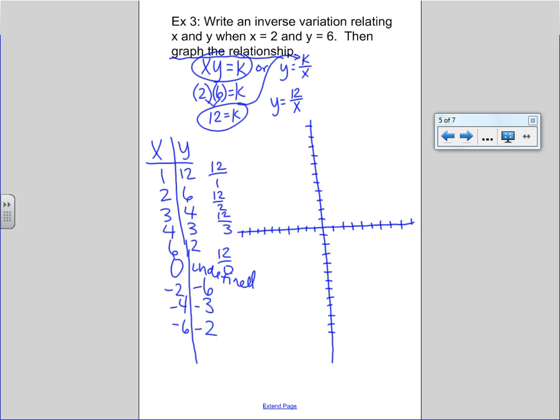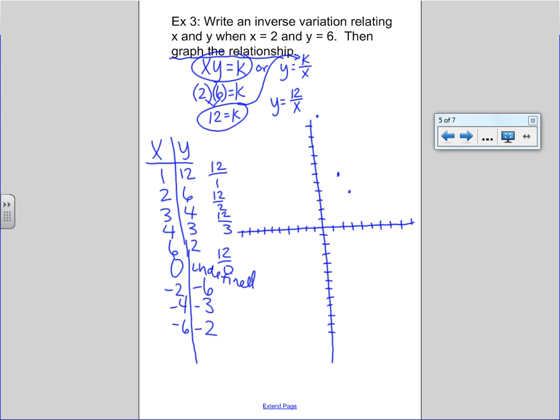Okay, so here's my coordinate plane. And my first point is at 1, 12. So I'm going to go over 1, up 12. There's my first point. Next point is at 2, 6. Over 2, up 6. 1, 2, 3, 4, 5, and 6. Next point, 3, 4. Over 3, up 4.